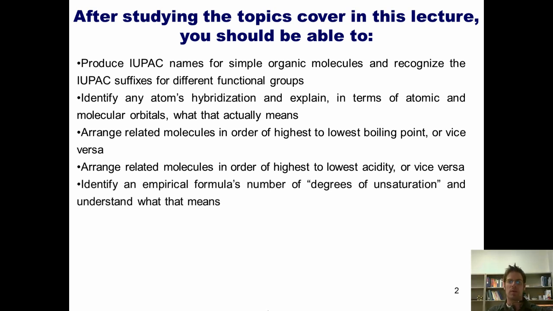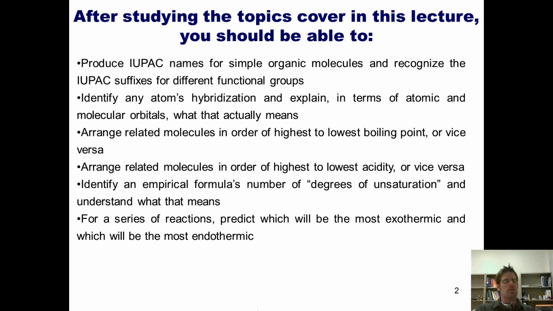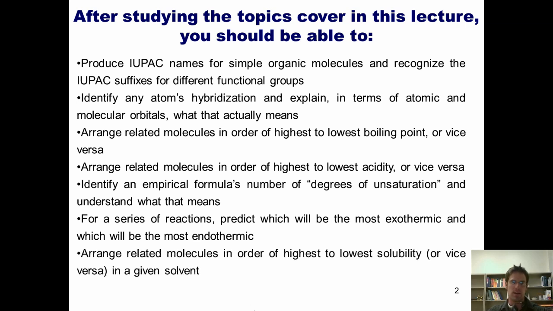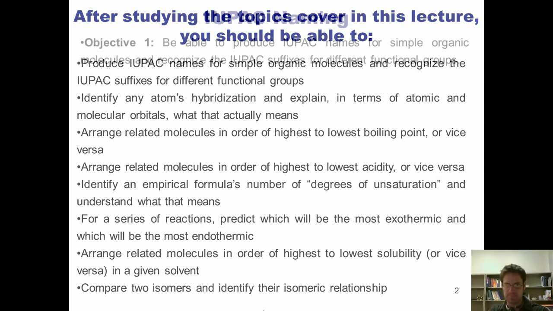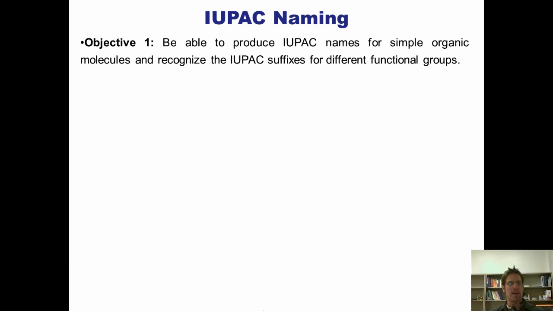Identify an empirical formula's number of degrees of unsaturation, and understand what that means. For a series of reactions, predict which one will be the most exothermic and which will be the most endothermic. Arrange related molecules in order of highest to lowest solubility, or vice versa, in a given solvent. And last, compare two isomers and identify their isomeric relationship. We'll first address the systematic IUPAC naming of organic molecules.